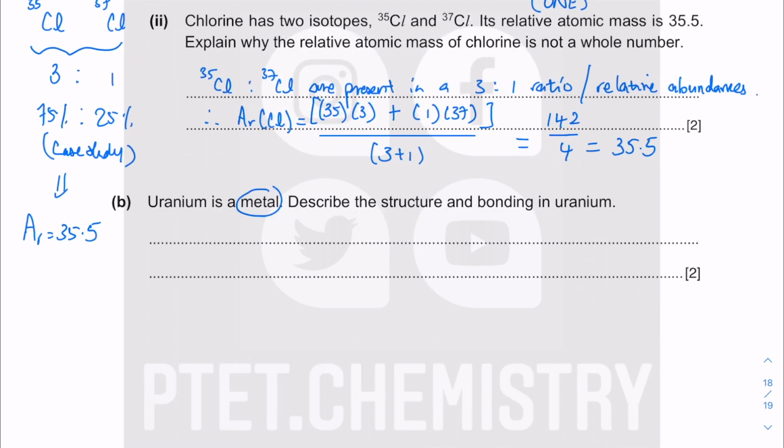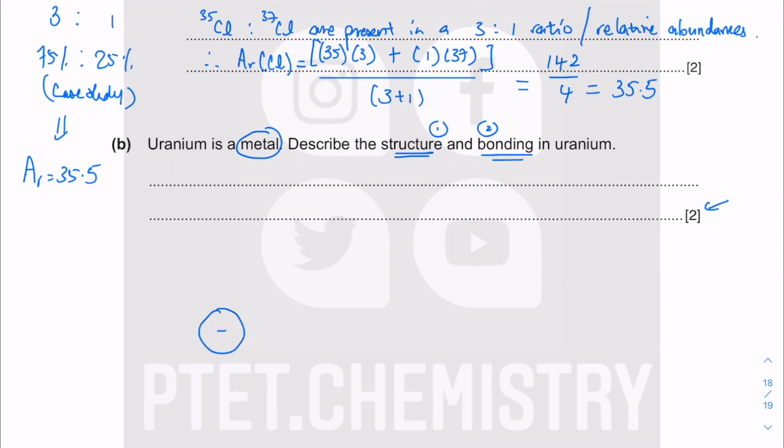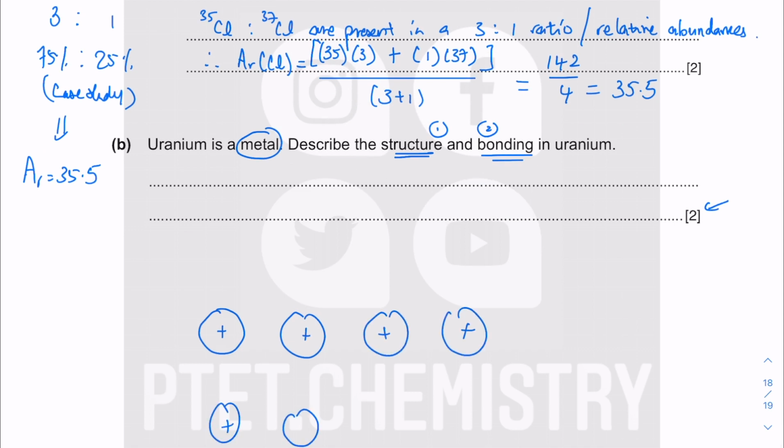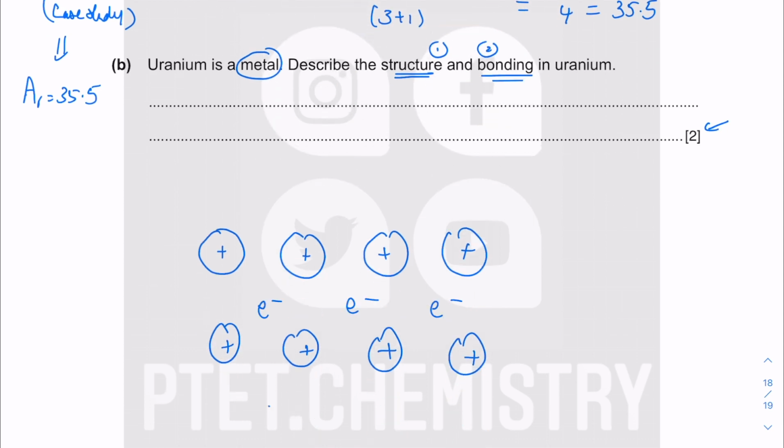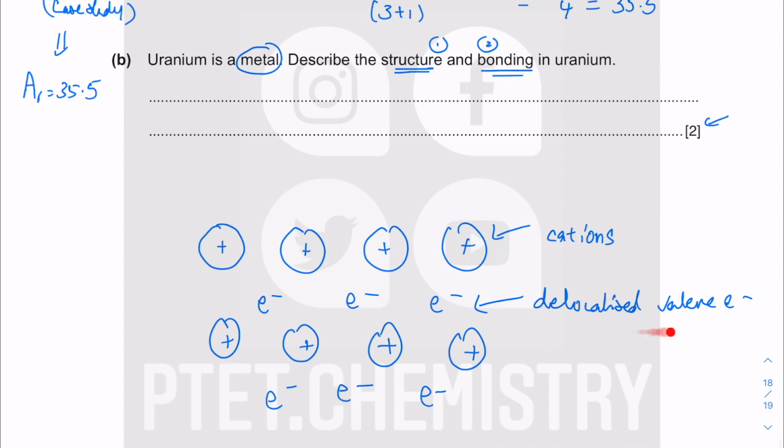The next bit is the last bit of this whole exam paper. Uranium is a metal. Describe the structure and bonding. So a bit stingy, well, not really stingy for the 2 marks. You could have shown it with a diagram. With anything, a diagram always tells a better story than writing a lot, because once you draw a diagram and label it, you know exactly what is happening, because these are the delocalized valence electrons, and then these are cations, and the attractions between the cations and the delocalized valence electrons is what you call metallic bonding.